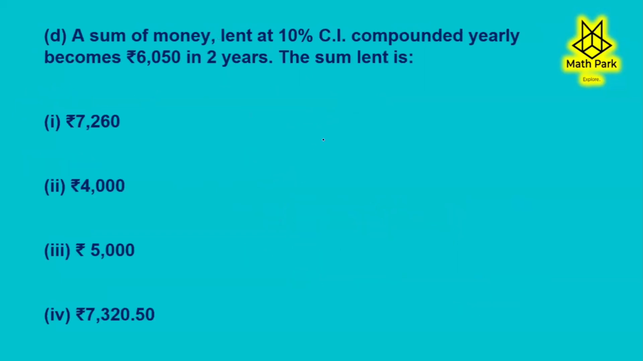D. A sum of money lent at 10% compound interest compounded yearly becomes rupees 6050 in 2 years, then the sum lent is. So your amount is this, N is equal to this, rate of interest is 10%, and you have to find the sum. So now we already know the formula. So amount is 6050 is equal to P bracket 1 plus R, which was 10 upon 100 to the power N, which is 2. So we get P and LCM is 10, 10 plus 1 is 11.